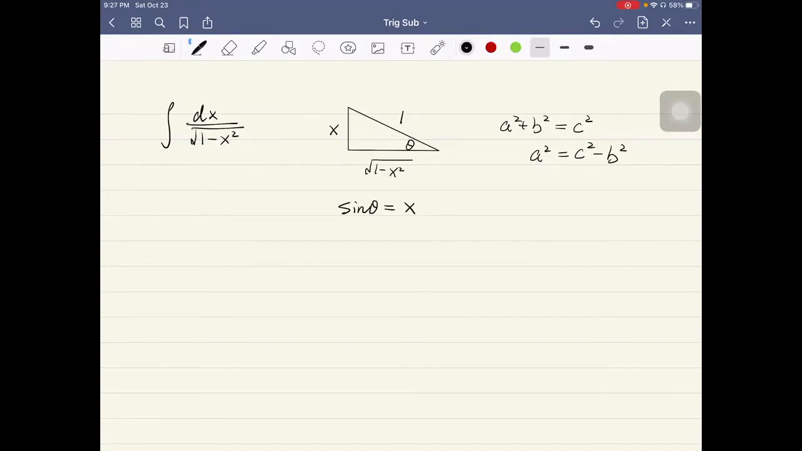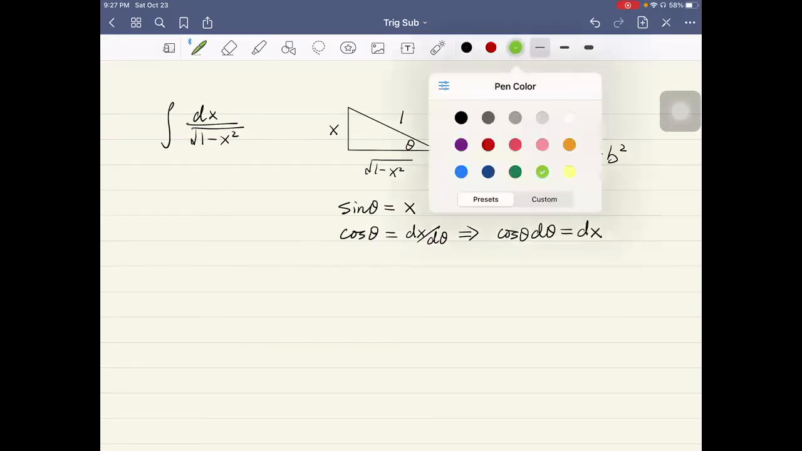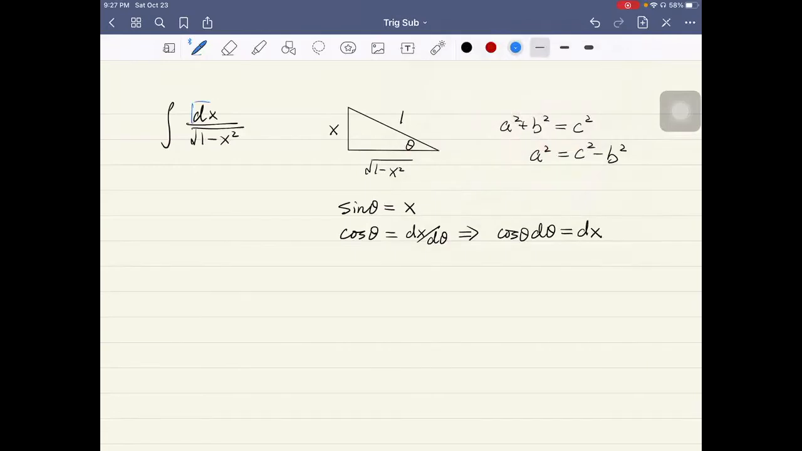And then in order to find dx in terms of d theta, we're going to differentiate both sides with respect to theta. So here on the left, we have cosine theta. On the right, we have dx by d theta. And we can multiply d theta on both sides. Then we have cosine theta d theta is equal to dx. Okay. Now we can replace dx by cosine theta d theta.